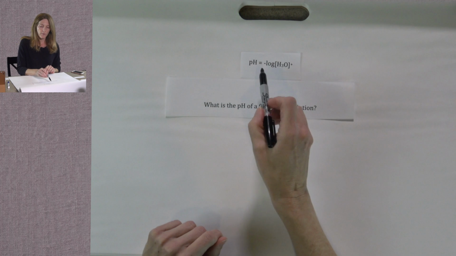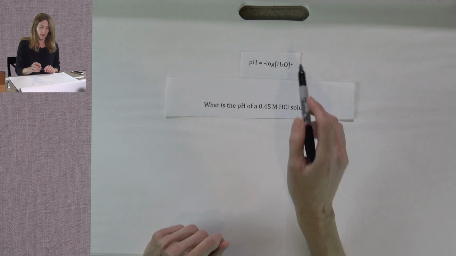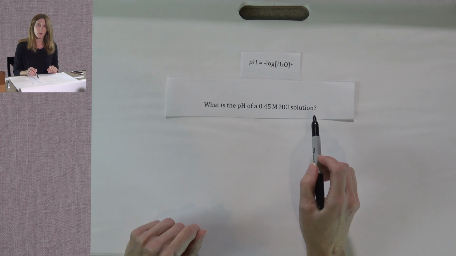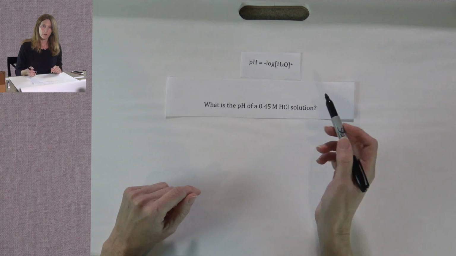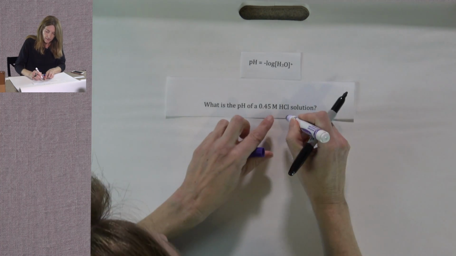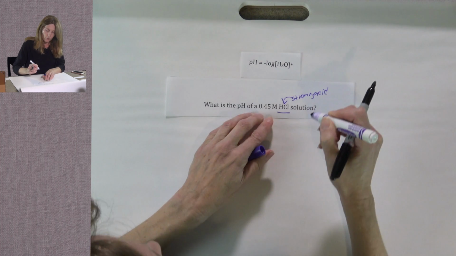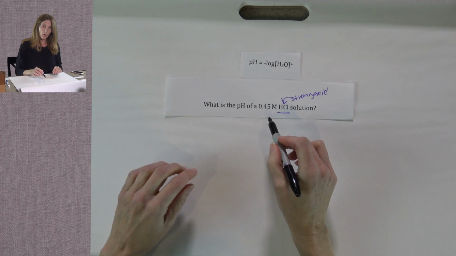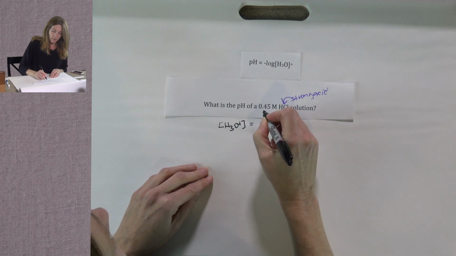All right, I'm going to leave our reference formula up here for us. pH equals the negative logarithm of the concentration of the hydronium ions. And our question is going to be, what is the pH of a 0.45 molar HCl solution? So the first thing we need to do is figure out what the concentration of hydronium ions will be. Now remember, HCl is a strong acid. This is fairly straightforward. Remember, when you're working with a strong acid, all of the acid atoms are converted into hydronium ions, so we right away know that the concentration of hydronium ions for this solution is going to be 0.45 molar.